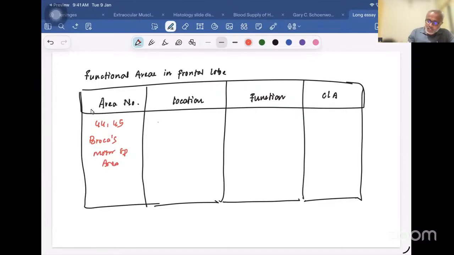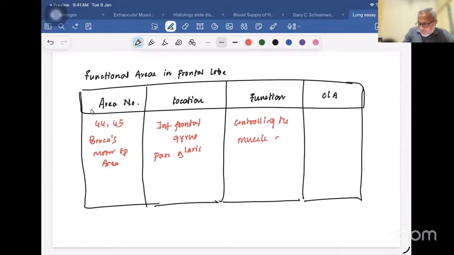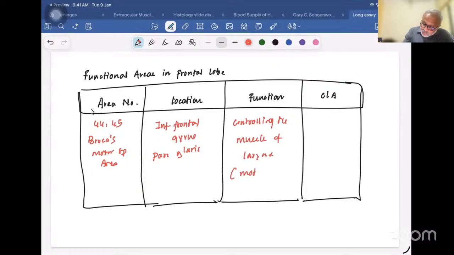What is the function of this, or where is it located? This is located in the inferior frontal gyrus. We can in fact add it as pars triangularis. That is the area where we have Broca's area. Then what about its function? Remember, this is responsible for controlling the muscles of the larynx. This is the motor speech area, so the words are basically formed here. And remember, this is located only on the left cerebral hemisphere.